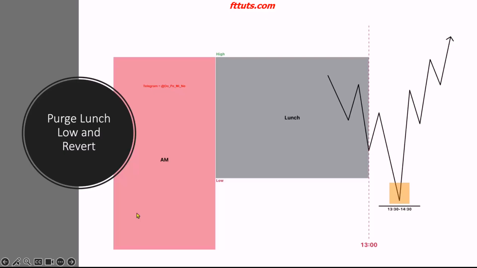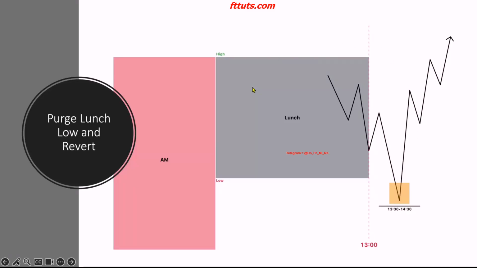If we take a look at the bullish scenarios, we can see the following. This is the purge of the lunch low and revert scenario, in which the market sells off from the 1 p.m. opening right here. It retraces, then continues lower, purging liquidity below the lunch low, forms a fractal smart money reversal here between 1:30 to 2:30 p.m. and we see buy side delivery unfold, targeting the lunch high.